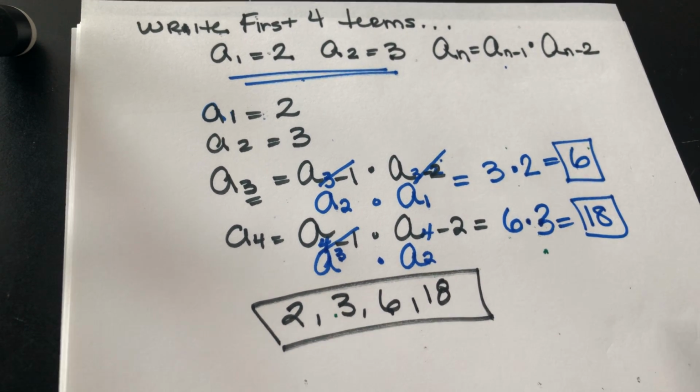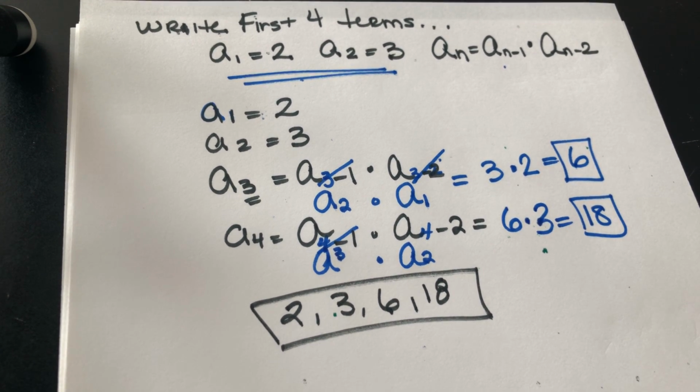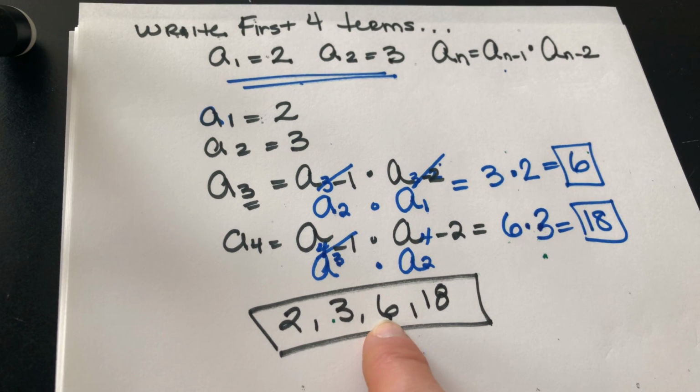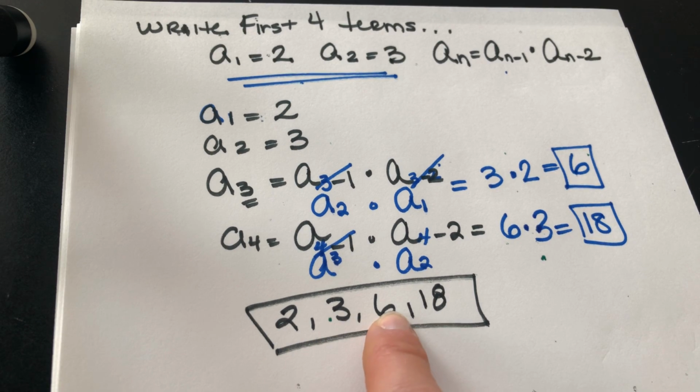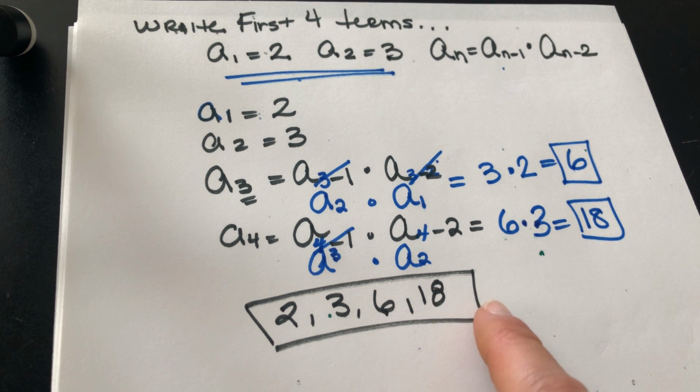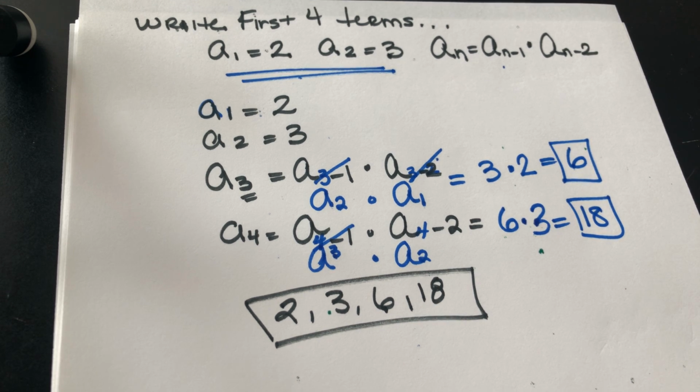Hopefully you start to see there's a pattern here. Again, to get the third term, we took 2 times 3, we got 6. To get to 18, 3 times 6 gives me 18. So you should start to pick up that the fourth one would be 6 times 18.